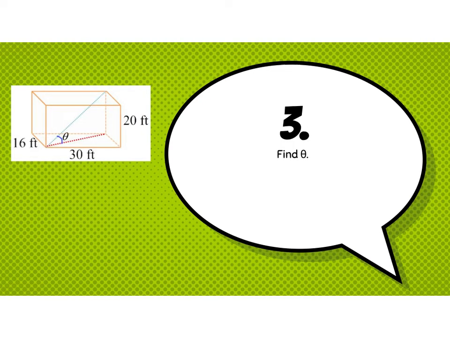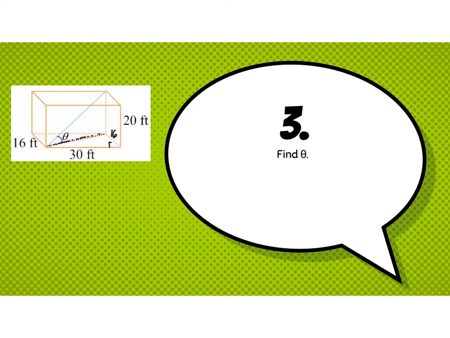Example number 3 says to find theta. Remember, theta is just another variable here. It's describing an angle measure. So as we look at our box, we want to find that theta. But the first thing that I'm going to find is this measurement here. And since we have a rectangular prism, we know that this length is 16.